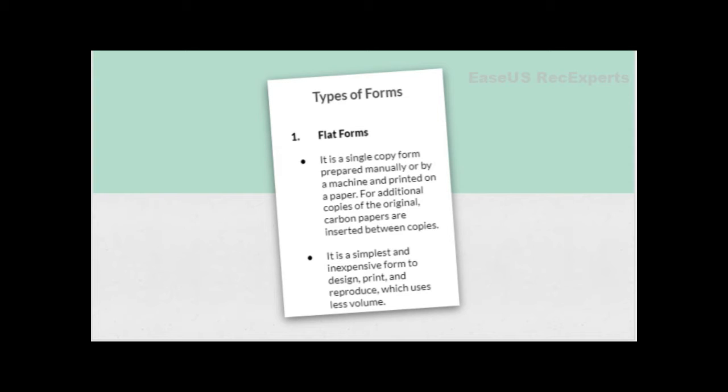So what it basically is, is a copy which can be printed, and we can prepare it manually also. And there is carbon paper, the blue carbon paper, which is inserted between the copies so that when we write on it, we create more copies of that. And it is very simple and also very inexpensive. Like the carbon paper, we can buy it for 2 or 3 rupees. So it is inexpensive and simple and easy to design, print, and reproduce also.